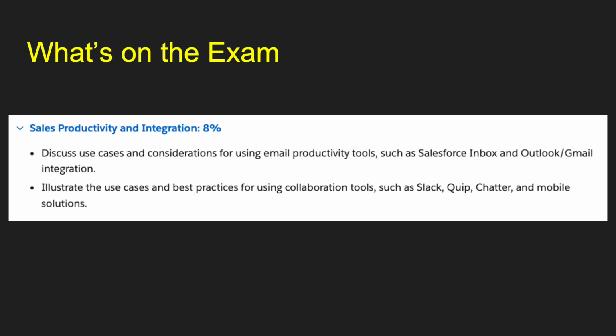How do you make your salespeople more productive, and also integration? That's what this part of the test is all about. You want to discuss use cases and considerations for using email productivity tools such as Salesforce Inbox or Outlook and Gmail integration. You also want to talk about other cool tools like Slack, Quip, Chatter, and mobile solutions. How do those make your sales team more productive? And how do you integrate those tools to make your sales team more productive?